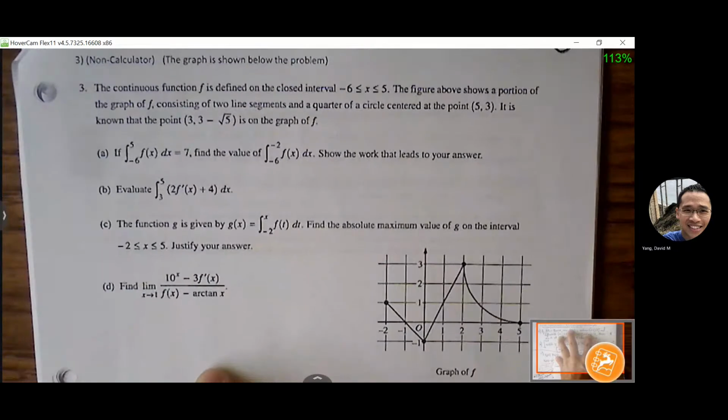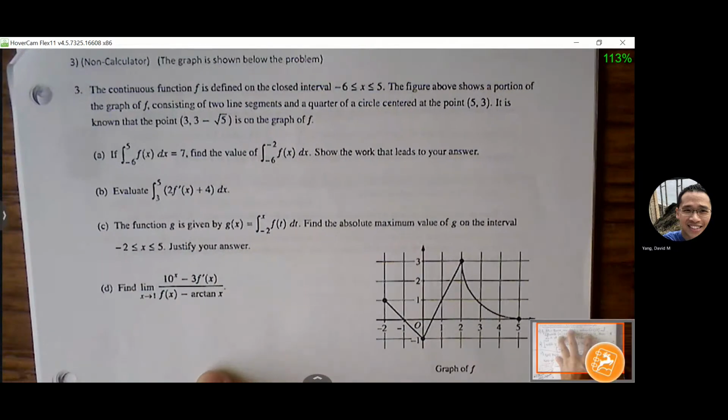Okay. This now begins the non-calculator portion.